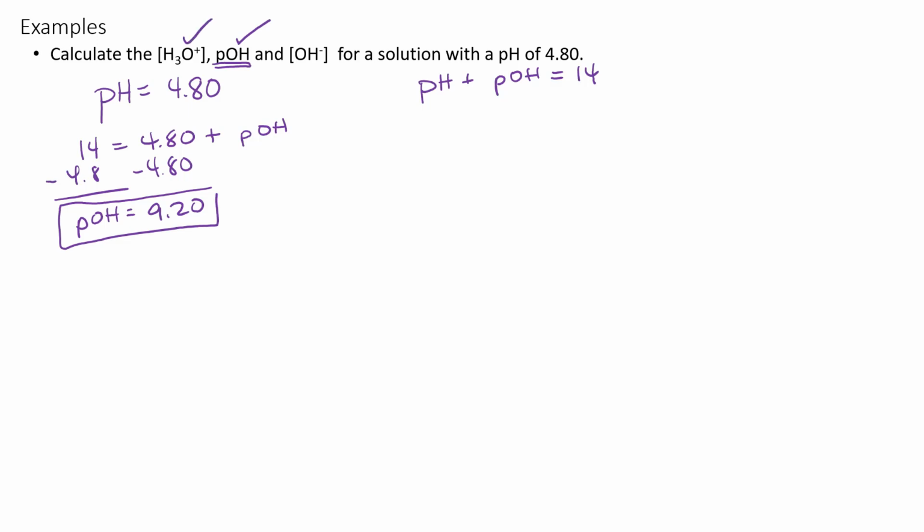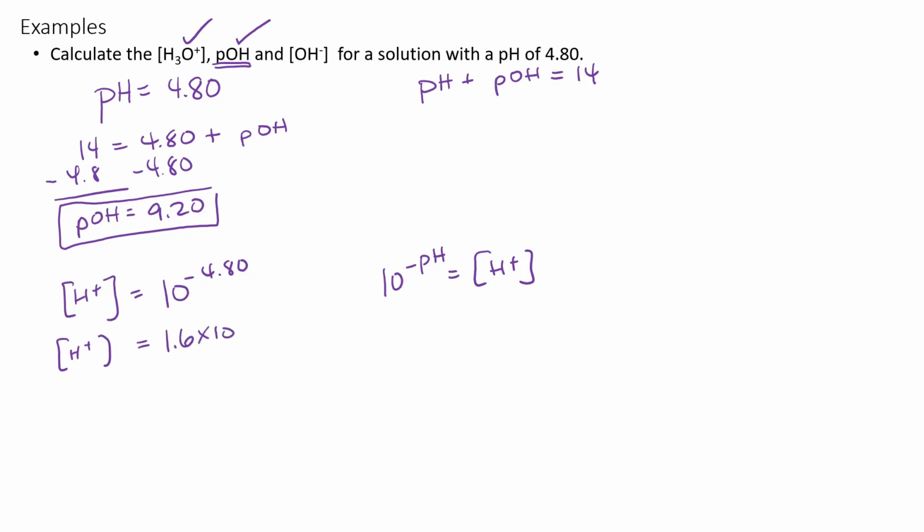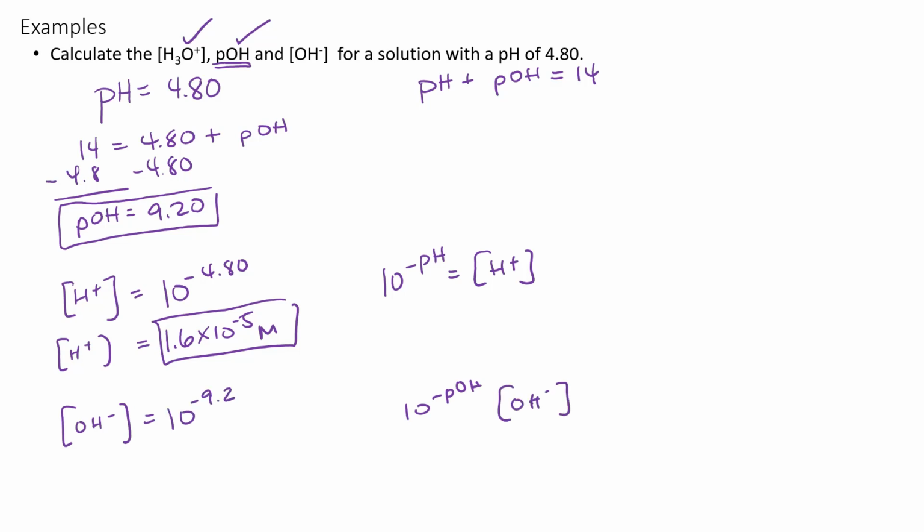Now for hydronium, I'm looking for H+, so the easiest thing for me to do would be to take 10 to the negative pH. So that's 10 to the negative 4.8, and that would be equal to 1.6 times 10 to the negative 5th. And then hydroxide, to get that, I'm going to use 10 to the negative pOH. So 10 to the negative 9.2 is going to be equal to 6.3 times 10 to the negative 10th.